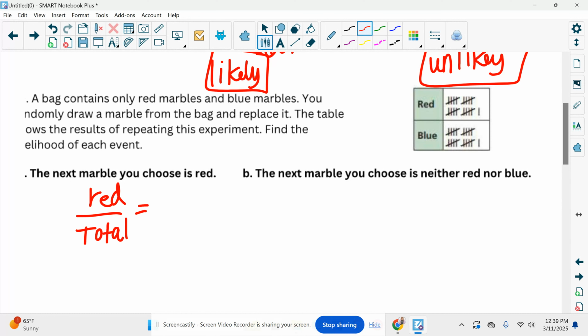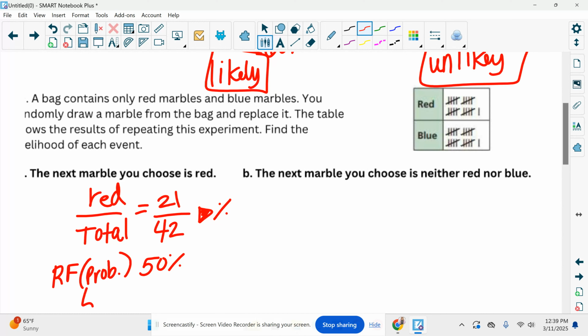So how many times does she pick a red marble? 21 times. Out of how many times does she draw it? 42. So 21 over 42 converted to a percent gives me 50%. That's the probability, the relative frequency. What is the likelihood? Equal. It's 50-50, so we're equally likely to have it.